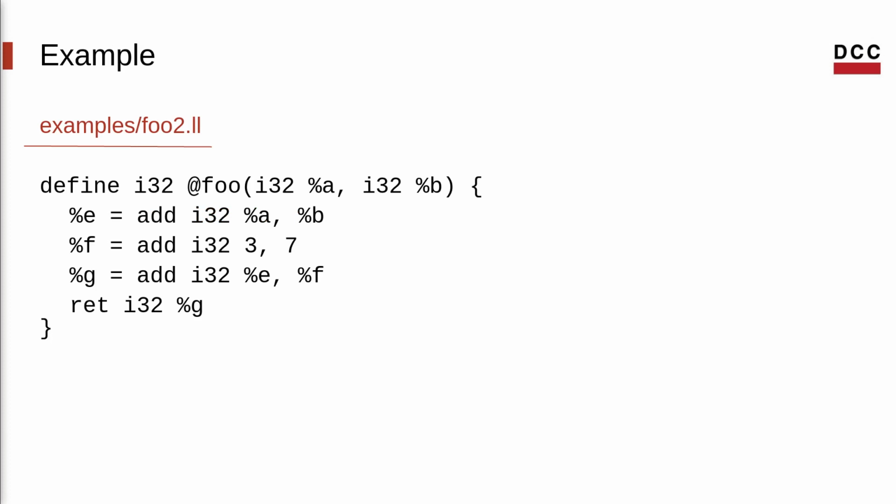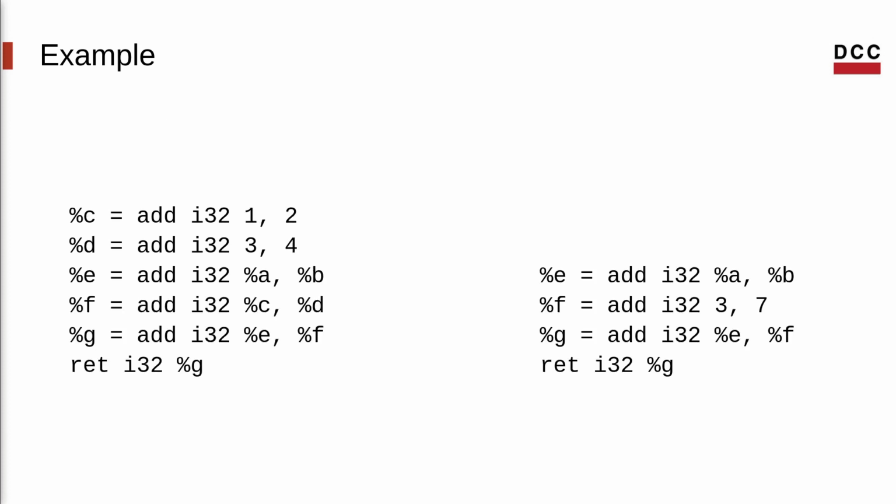And this is how our transform program looks like. Let's compare our function's body before and after the transformation. On the left, we have the program before the transformation. On the right, the one after. First, notice how C and D are now missing. And second, notice how the operands of the add instruction that defines F changed.